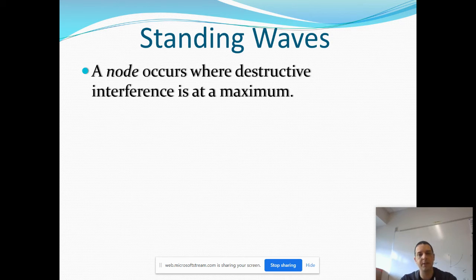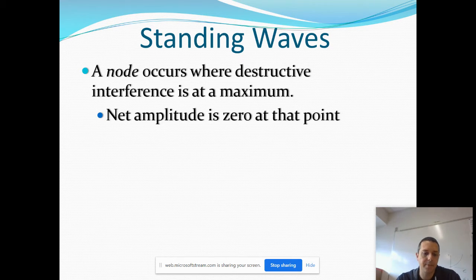The reason the medium doesn't appear to be moving in this spot is because there's maximum destructive interference happening at this point, meaning the waves that are interfering with each other are always acting opposed to each other at this location in the medium. Because they have maximum destructive interference at that point, we say that it's a node that has zero amplitude always.